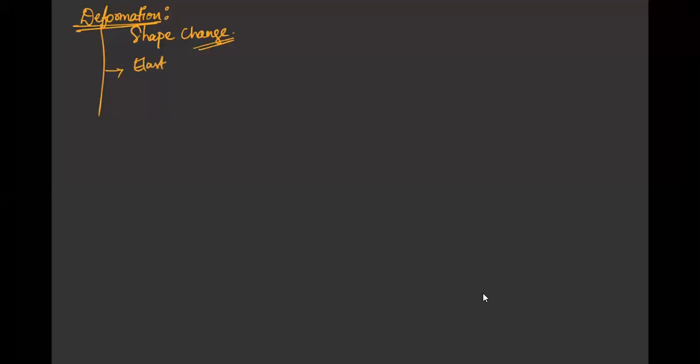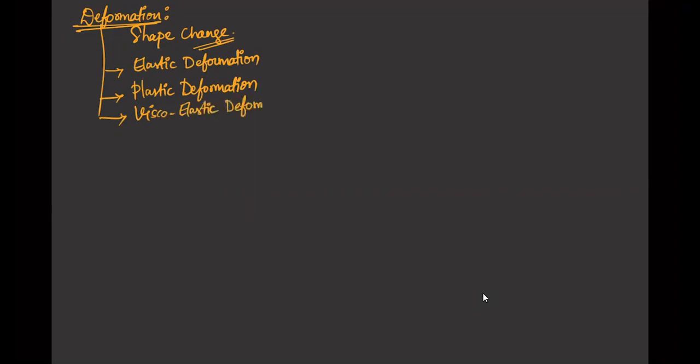The first one is elastic deformation. The second is plastic deformation, and there is one more deformation which many people don't know, that's called viscoelastic deformation. So these are the three important deformation types that we are going to discuss.